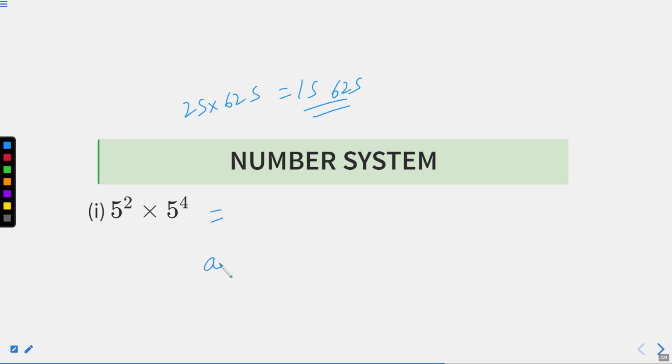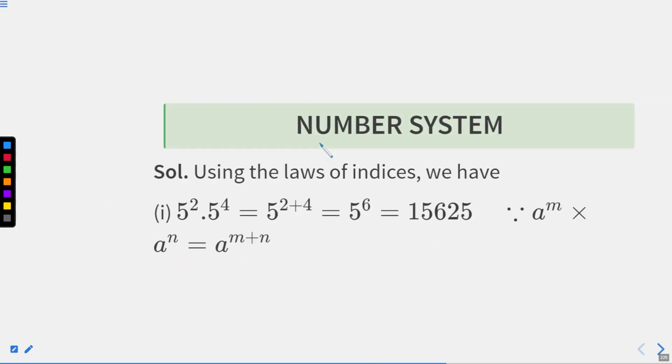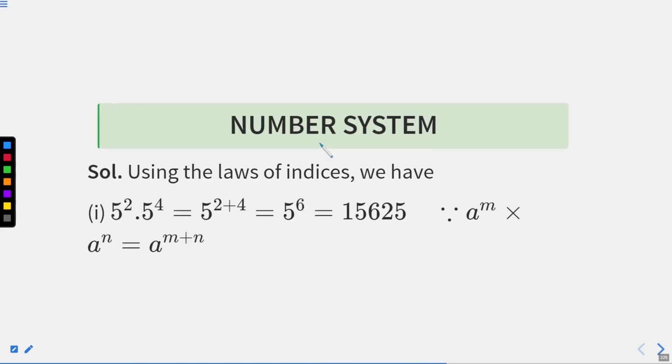We know a raised to the power m times a raised to the power n is a raised to the power m plus n. So from this I use 2 plus 4, which is 5 raised to the power 6. If you calculate 5 raised to the power 6, you will get the same answer. I hope this is clear. Let's move on to the next.